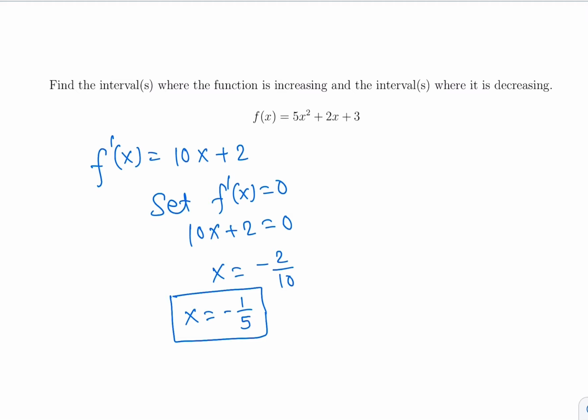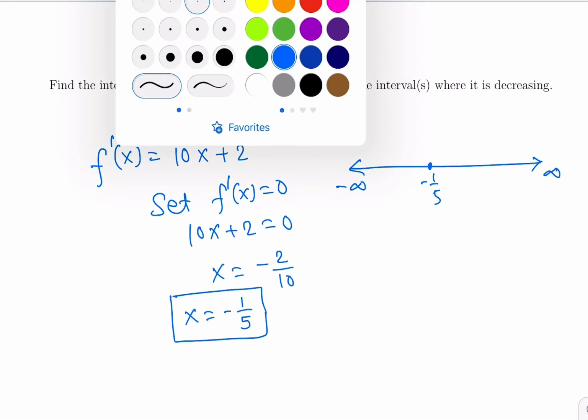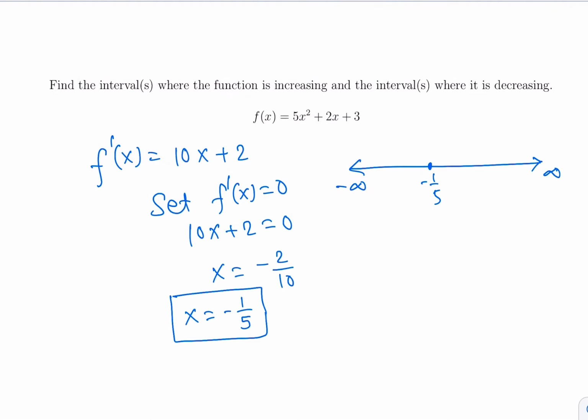Now we need to do the sign chart or interval test. The domain of this function is all real numbers, and we got negative 1/5 somewhere, negative 1/5 here. So we got two intervals here: negative infinity through negative 1/5, and negative 1/5 through positive infinity. We pick a representative from each interval and test the sign of the derivative.